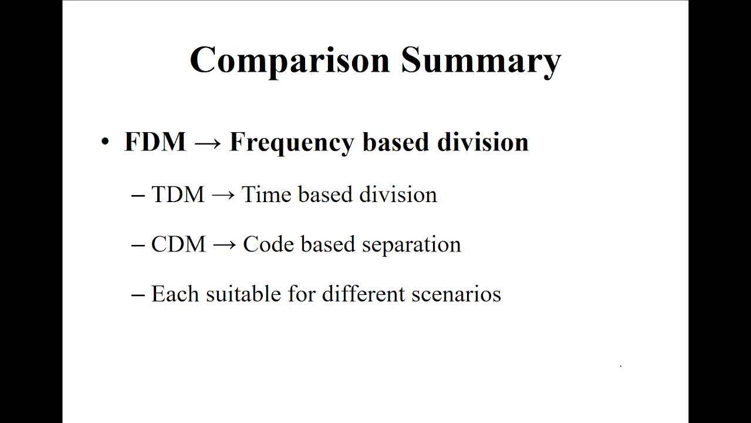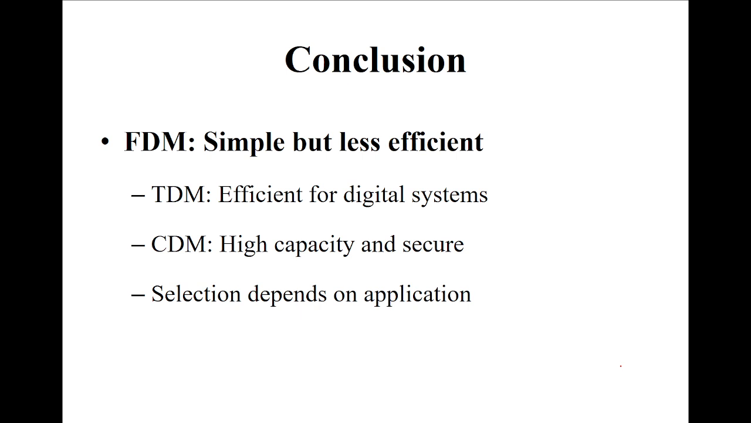So, comparison of FDM, TDM, and CDM. This is the conclusion: FDM is simple but less efficient. TDM is efficient for digital systems. CDM is high capacity and secure. Selection depends on the application. The choice is of the users. Users want to send the data simultaneously or separately, with high capacity or security. It depends on the application.